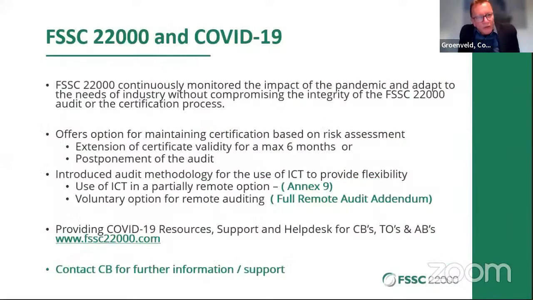Looking at remote auditing and use of ICT, I think we all recognize that COVID-19 accelerated the use of it. We also monitored this, of course, during the pandemic, and we looked at our program where ICT and remote auditing can be used. First of all, what we think is important is that when you use ICT or remote auditing, you have to ensure that the audits are still effective, reliable and robust. You cannot compromise the quality of the audits and the reliability of the certificates.